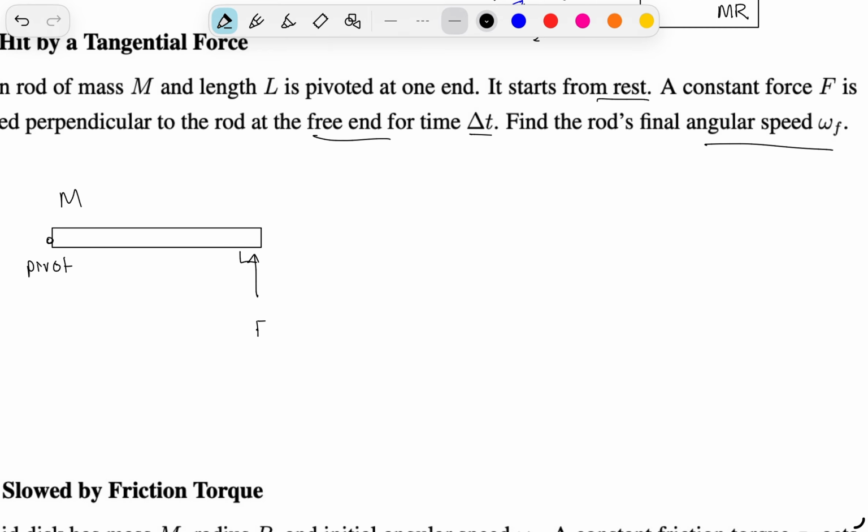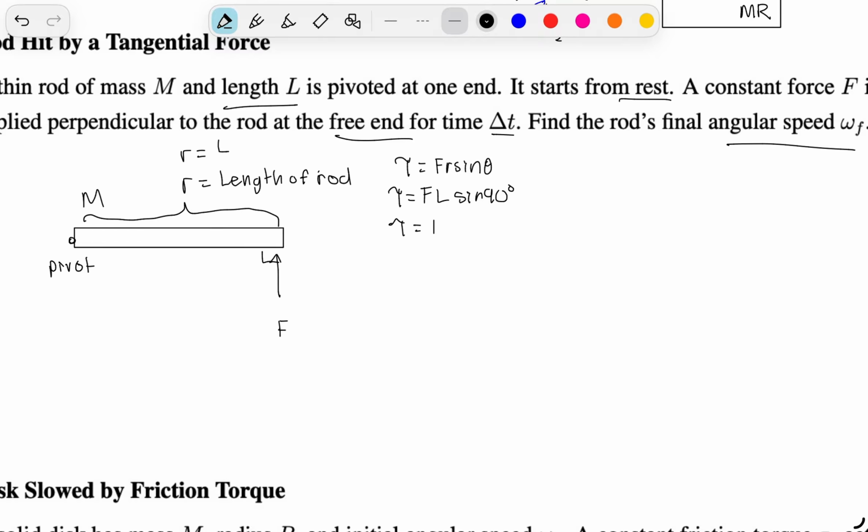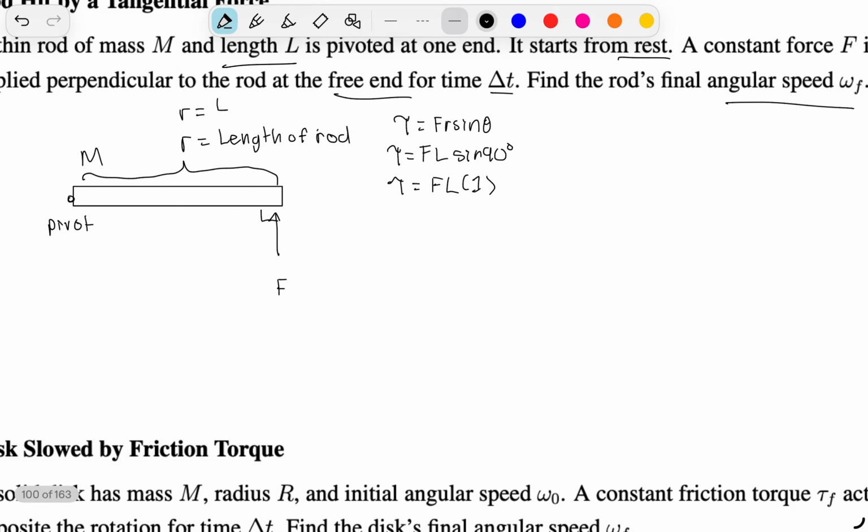So we can have that, this is our force. Torque is equal to Fr sine of the angle theta. We can see that the angle is going to be 90 degrees, and this is going to be our force applied. It's going to be applied a distance r from the pivot, so that is your r. This is going to be the length of our rod, so r is equal to L. So we're going to actually say L here. It's going to be our force times L, so that's going to equal our torque. So that's just FL.